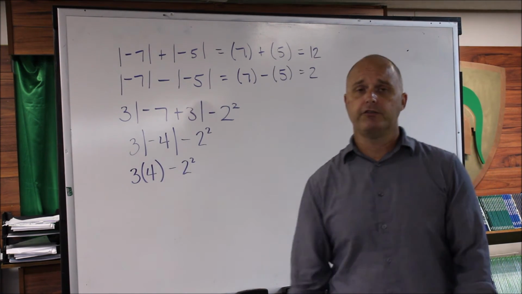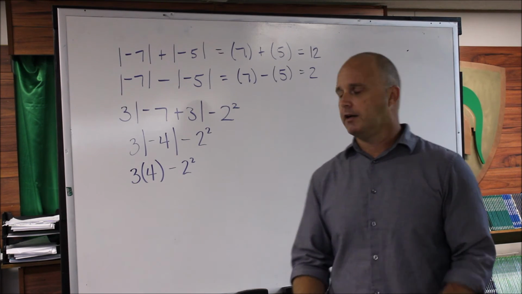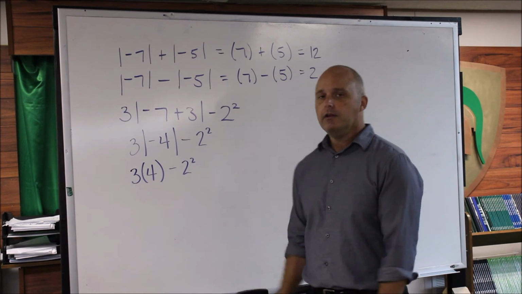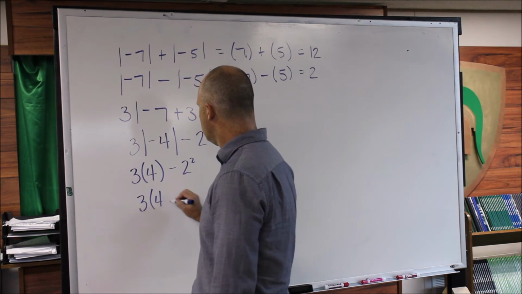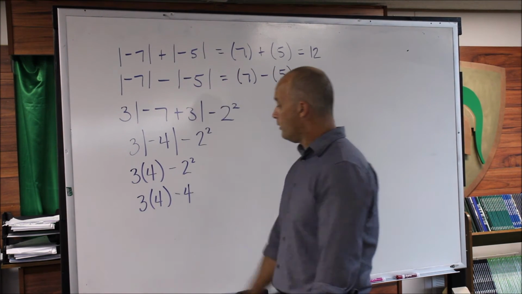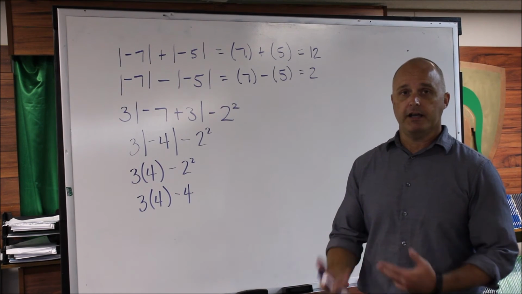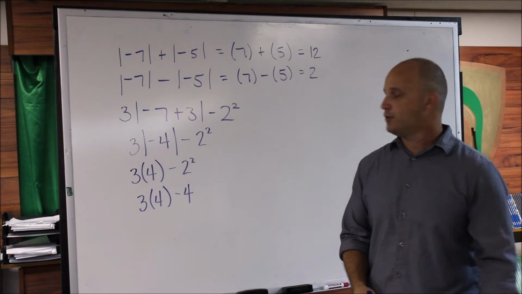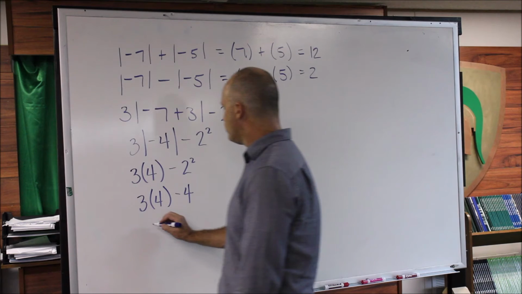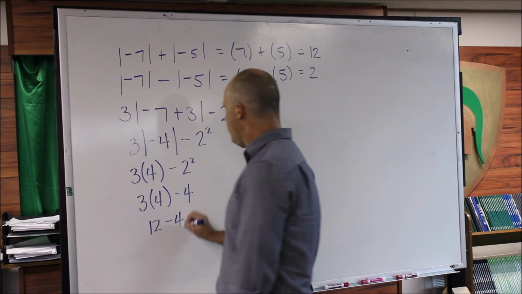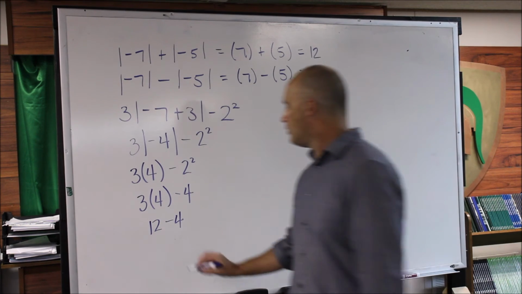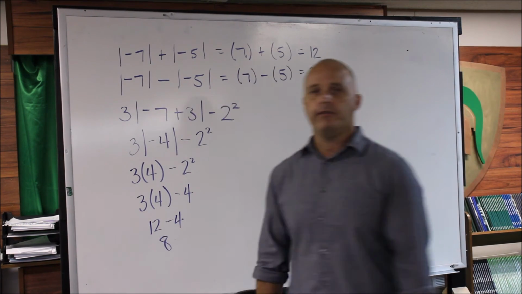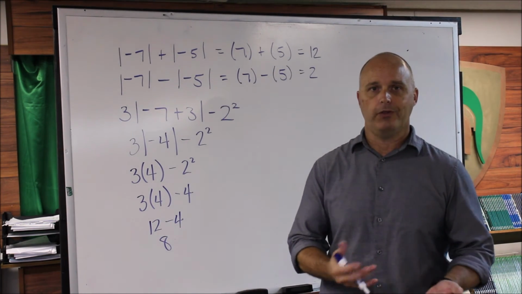Now that we've gotten rid of the parentheses, we just continue on with PEMDAS, and we're going to look at exponents. So 2 squared is 4, so now we've got 3 times 4 minus 4. Once we've done exponents and radicals, move on to multiplication or division. 3 times 4 is 12. And then do any remaining addition or subtraction that's left. 12 minus 4 gives you 8. And that's how you do order of operations with absolute value.